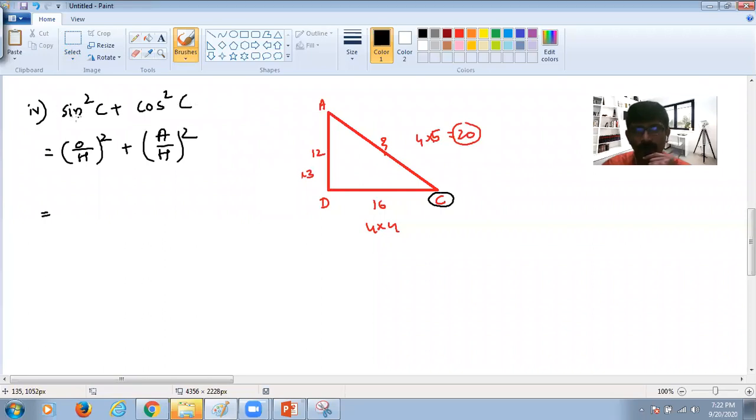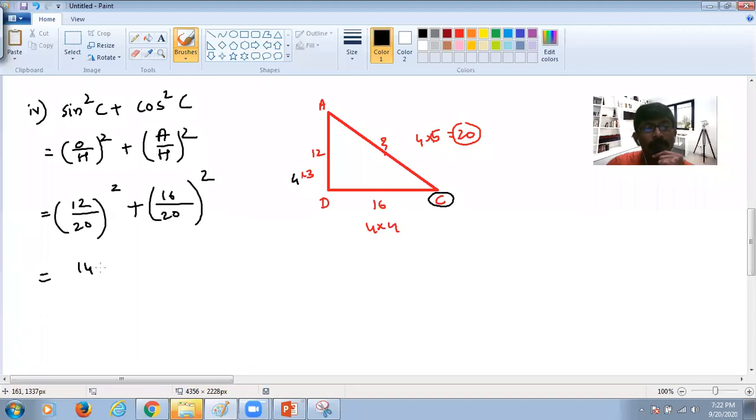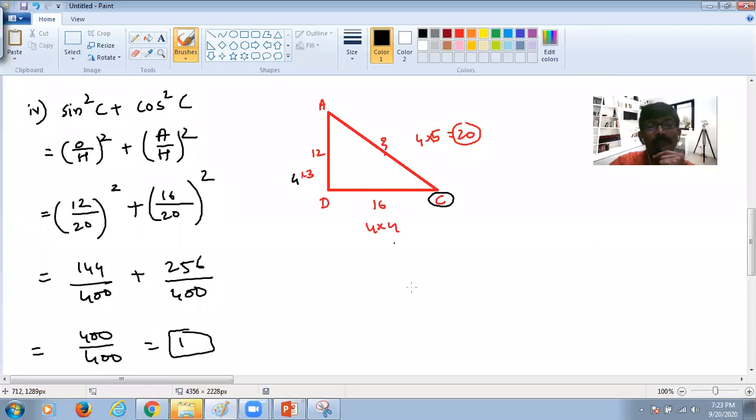We will verify it. Okay, so what is sine c? It is opposite upon hypotenuse. Opposite of what? Opposite of angle c. So it will become 12, and hypotenuse would be 20. So 12 upon 20, the whole square, plus adjacent will become 16, hypotenuse will become 20. So 16 upon 20, the whole square. And now, student, if we do this, it will become 144 upon 400 plus 256 upon 400, since 16 square is 256 and 20 square is 400. And now this will become 400 upon 400, which will turn out as 1. So what we learned, sine square c plus cos square c is 1.